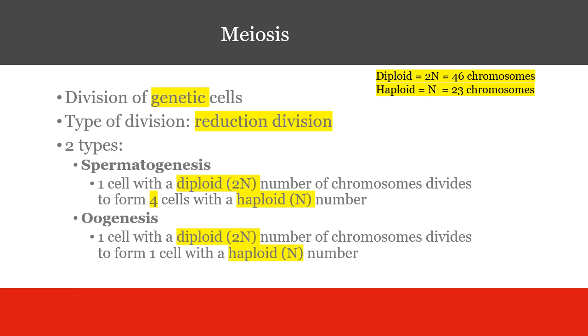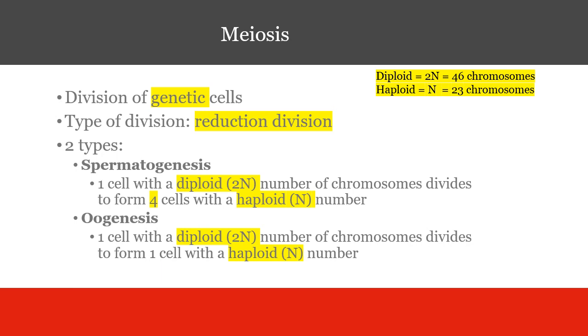In the process of spermatogenesis, we have one cell with a diploid number, or 2N, and I put a little caption at the top of the page to remind you that a diploid number is a 2N number, where N stands for 23, so we have 46 total chromosomes, because 2 times 23 would be 46. And it forms 4 cells with a haploid number. Haploid means N, otherwise known as just 1 times itself, or just N, which is 23 chromosomes. So in spermatogenesis, one cell with a diploid number divides to form 4 cells with a haploid number.